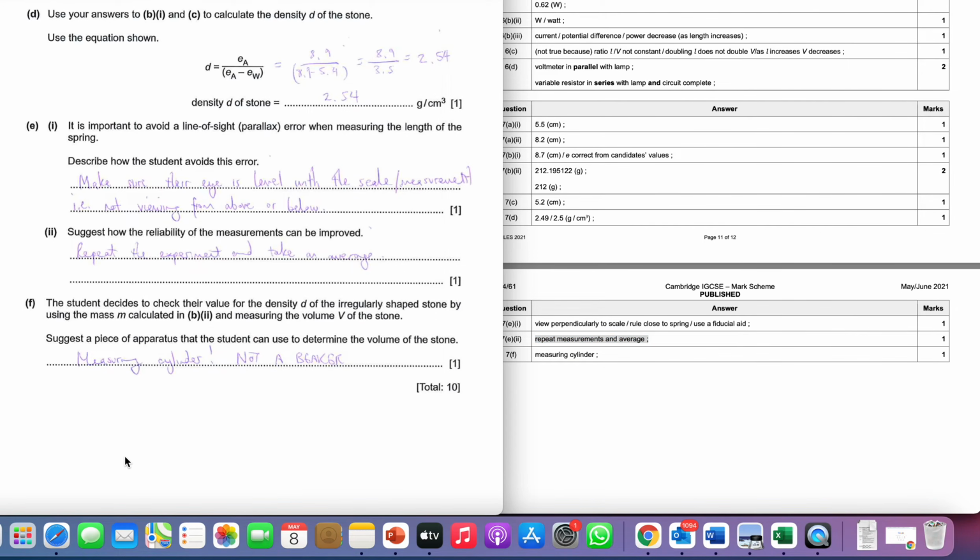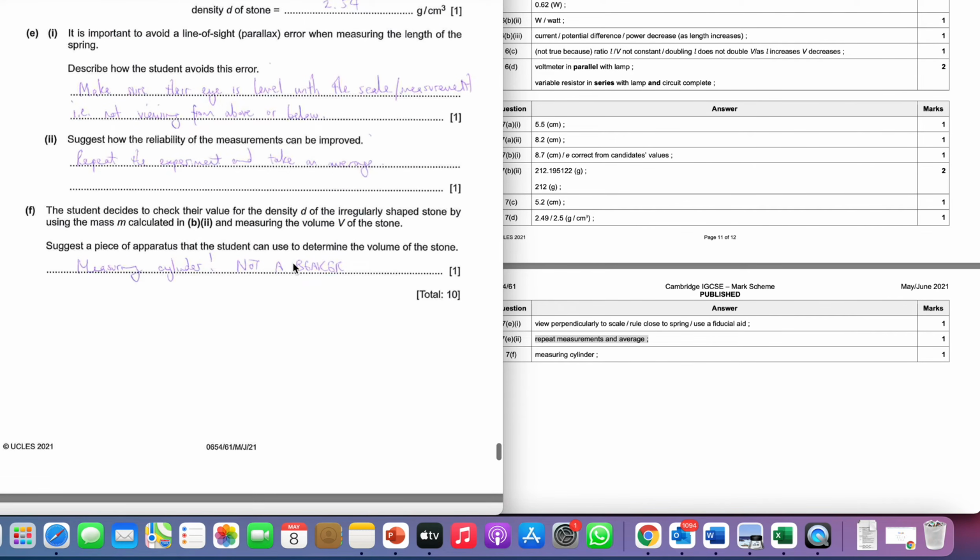Last bit, and I think this is a freebie: the student decides to check their value for the density by using the mass calculated in M and measuring the volume of the stone. Suggest a piece of apparatus that he could use to measure the volume of the stone. Well, here what you're really talking about is the displacement method, and you may know about this one. You have a volume of water, you place the stone in the water, and you take the increase in the volume, and that will be the volume of the stone. And the piece of apparatus there is a measuring cylinder.